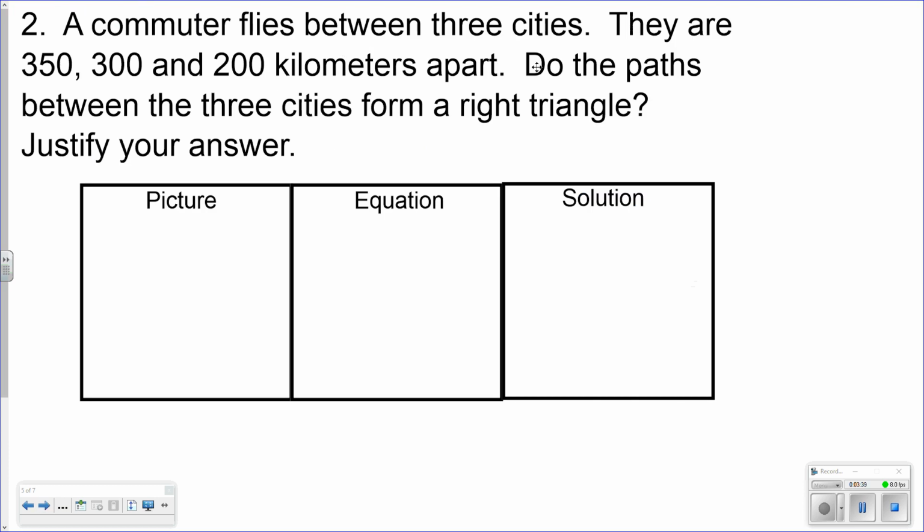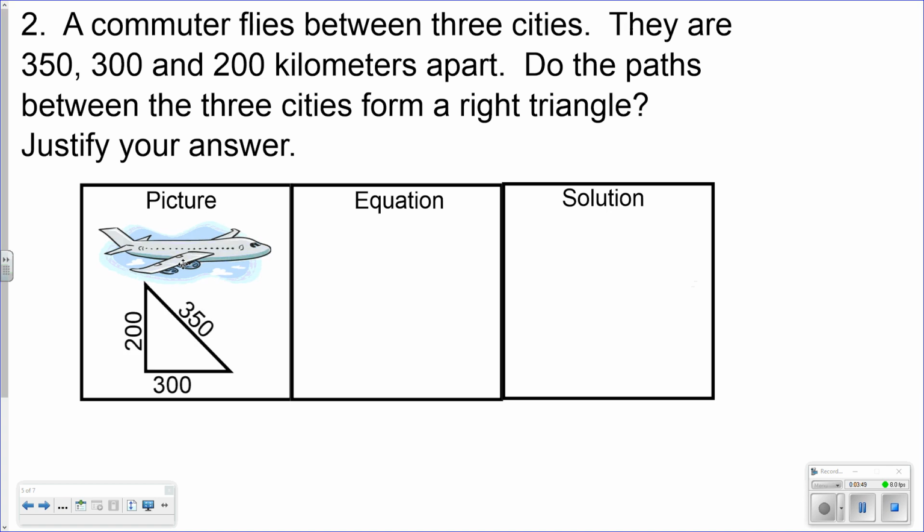A commuter flies between 3 cities. They are 350, 300, and 200 kilometers apart. Do the paths between the cities form a right triangle? The first thing I'm going to do is draw that route. It's saying between the 3 points, one of them is 200, one is 300, and one is 350. Well, I know 350 is the hypotenuse because it's the longest one. So I use my equation and plug them in: 200, 300, and 350.